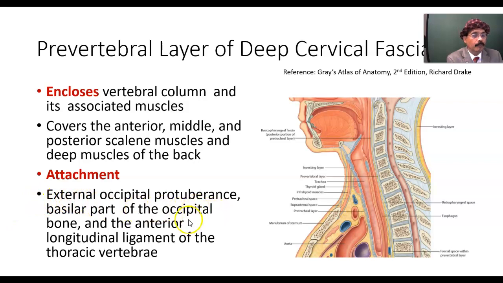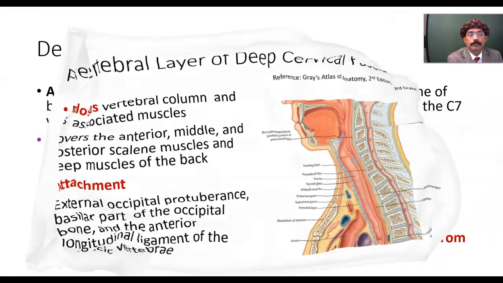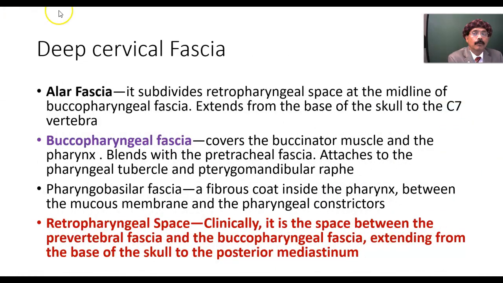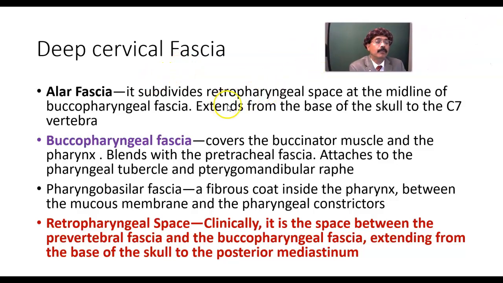Attachment, external occipital protuberance, basilar part of the occipital bone, and the anterior longitudinal ligament of the thoracic vertebra. We have some other parts of the deep cervical fascia. We need to consider those, like alar fascia, which subdivides the retropharyngeal space at the midline, and the buccopharyngeal fascia, which extends from the base of the skull to the C7 cervical vertebra.